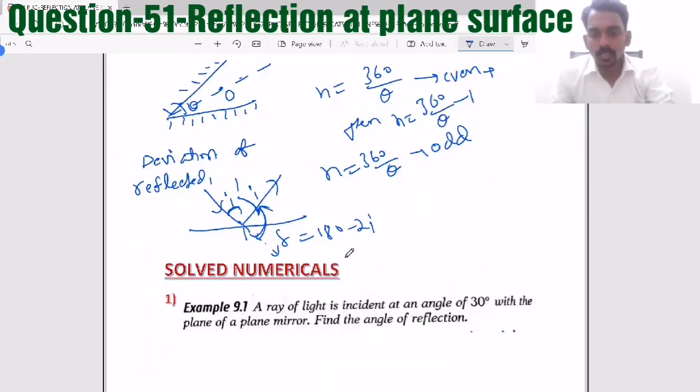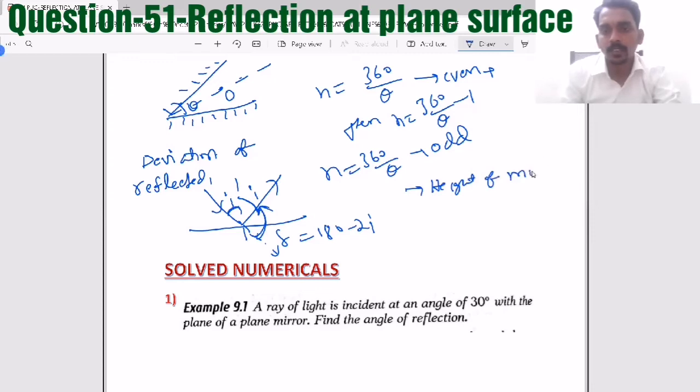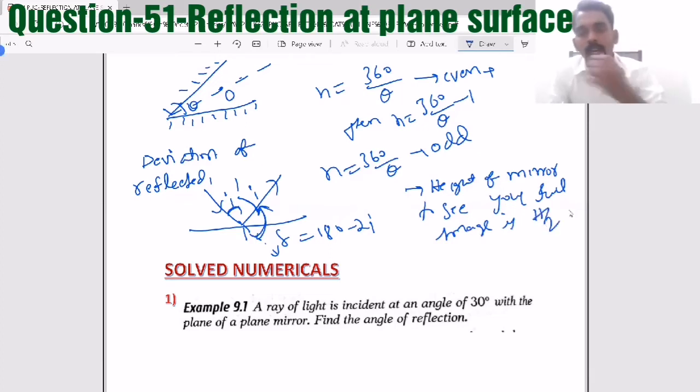But before that, one more thing I will tell you. Just remember that the height of the mirror to see your full image is half of your height. If your height is h, the height of the mirror should be half of your height when you are standing in front of it. Then you can see your full image.